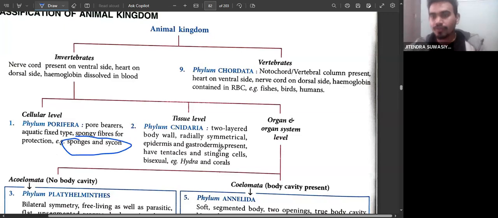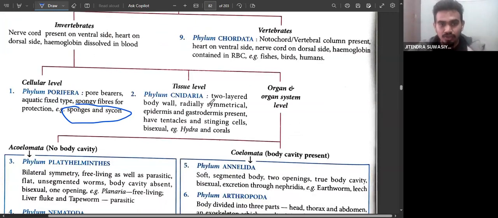Then we have the tissue level of organization. In tissue level of organization, we have phylum Cnidaria. Two-layered body wall, radially symmetrical. So what is Cnidaria? It has a two-layered body wall that is radially symmetrical. They have epidermis and gastrodermis. You can remember how: if you break this word, what is epidermis?